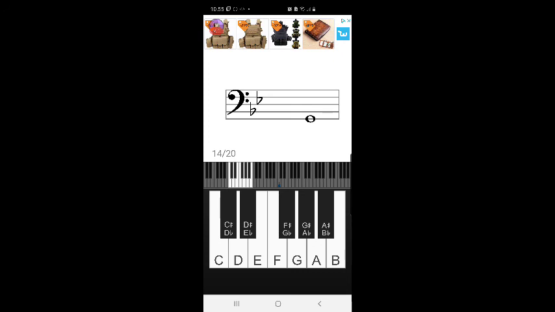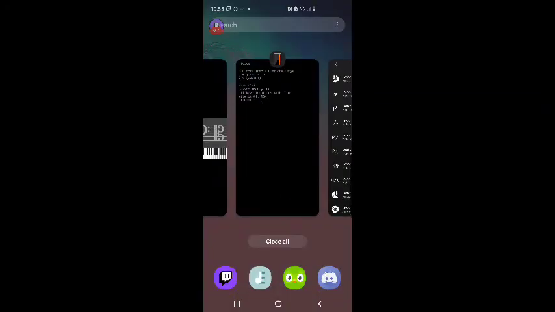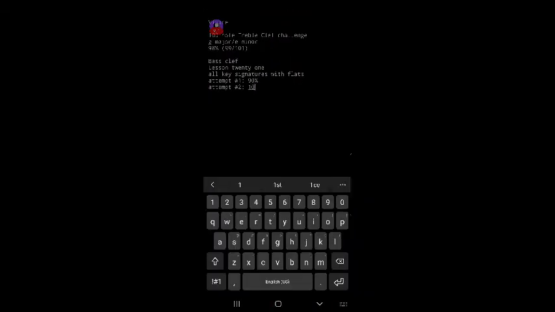B-E are the flats, and it's a G, so it's G natural. B-E-A-D-G-C-F, that's an F, so it's F natural. I mean F flat, which is E natural. B-E, that's a G, that's a G natural. That's an E flat. B-E-A, that's a C. B-E-A-D-G-C flat. G, C flat. C flat is a B natural. 100%. Yeah, I think I'm fried. I can't do this anymore.